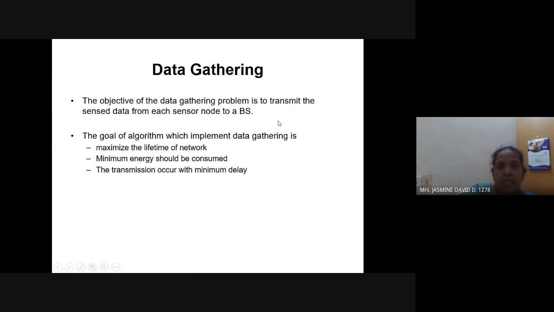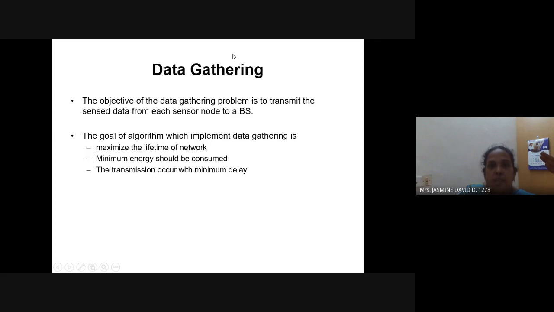So, data gathering. The objective of the data gathering problem is to transmit the sensed data from each sensor node to a base station. For data gathering algorithms, these are the main goals. While gathering the data, we need to maximize the lifetime of the network. The energy consumed should be reduced, and the data transmission has to occur with minimum delay. That is the objective of this data gathering algorithm.